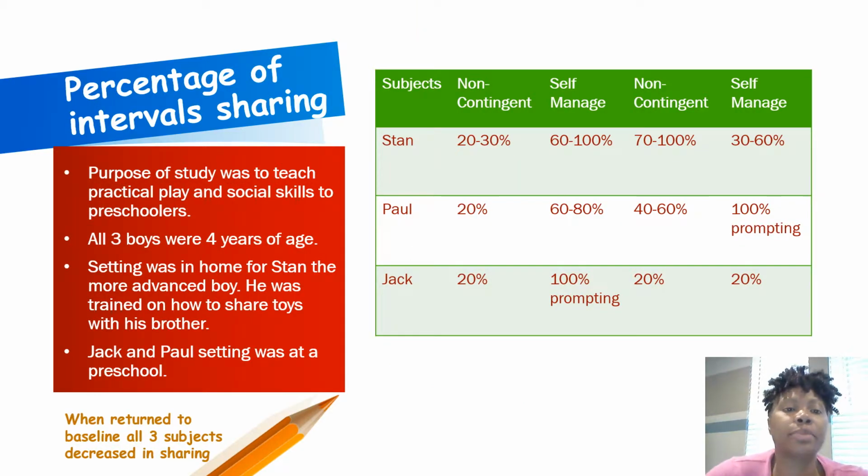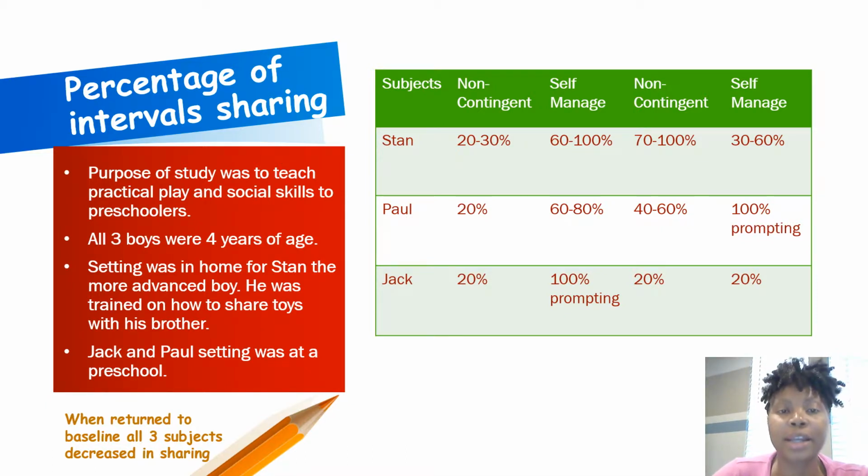Okay, let's look at some of the percentages. Because remember, I don't know if I hit on this, but I'm going to tell you the purpose of the study was to teach practical play and social skills to preschoolers. And I already mentioned that there were 3 boys. They were all the age of 4, Stan being the more mature and one that had a little milder range of autism. He spoke with words, and his study was conducted within his household with his younger brother, and he was trained on how to share toys with his younger brother.